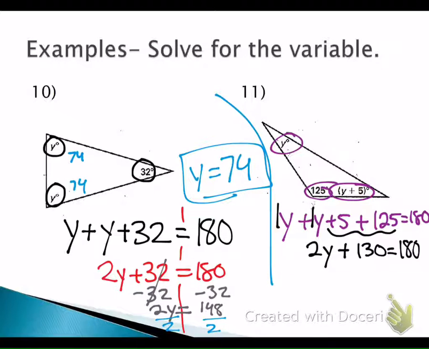Then what? 180 minus 130. Good. Subtract 130 from both sides. 2y equals 50. Very good. Questions?